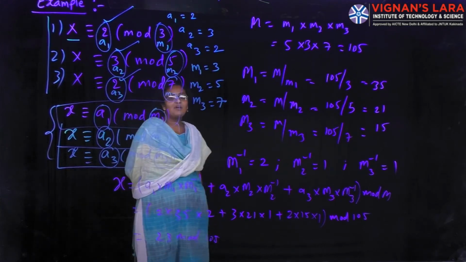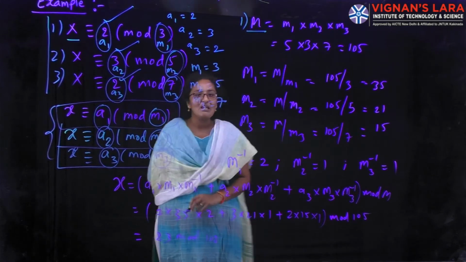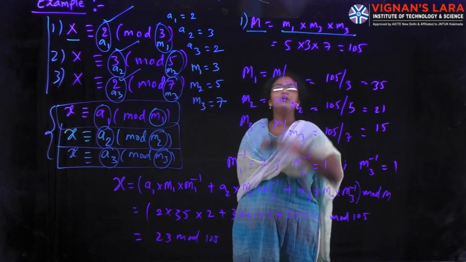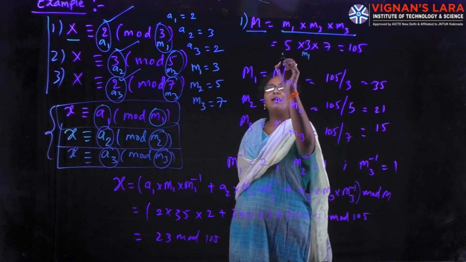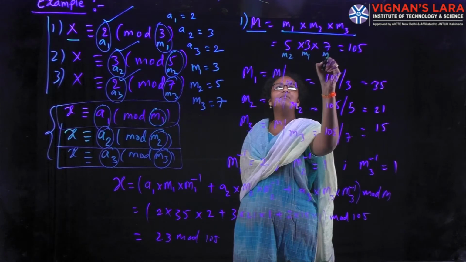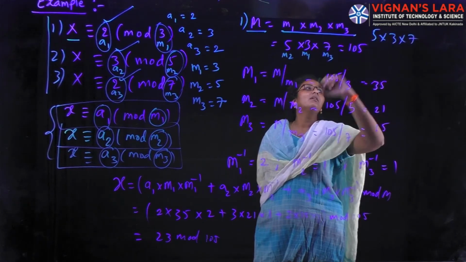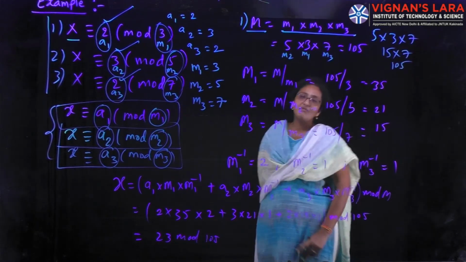So what is the first step in Chinese remainder theorem? Calculating capital M. What is the formula to calculate capital M? Small m1 into small m2 into small m3. So what is small m1? 3. Small m2? 5. Small m3? 7. By multiplying 5 into 3 into 7: 5 3s are 15, 15 into 7, 105.